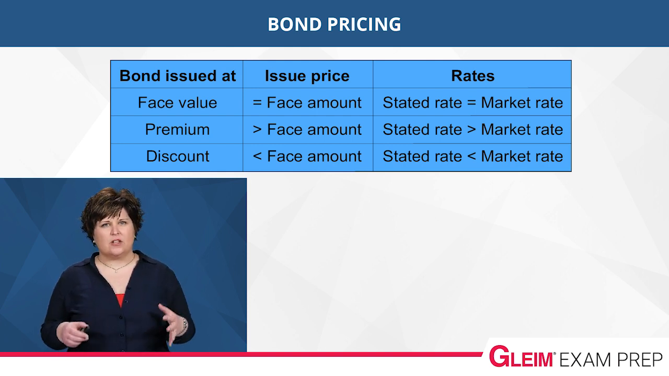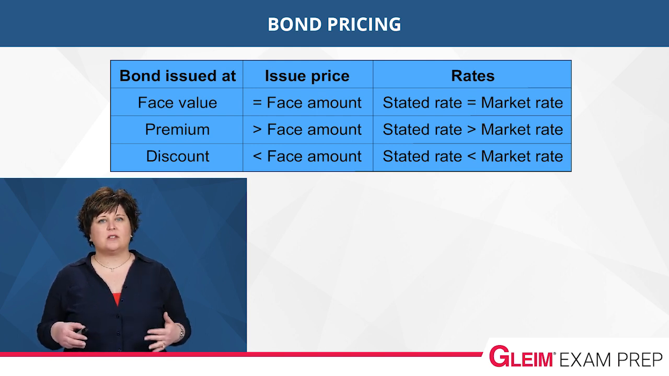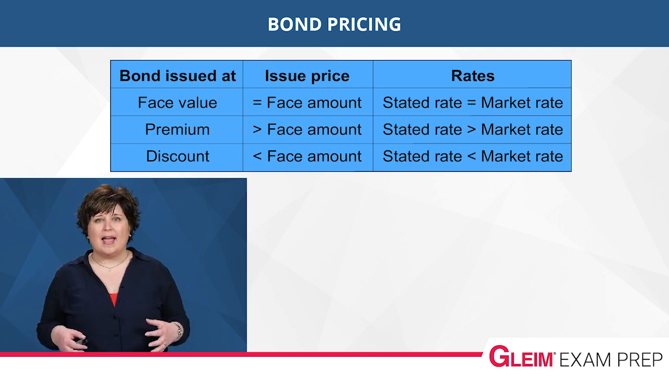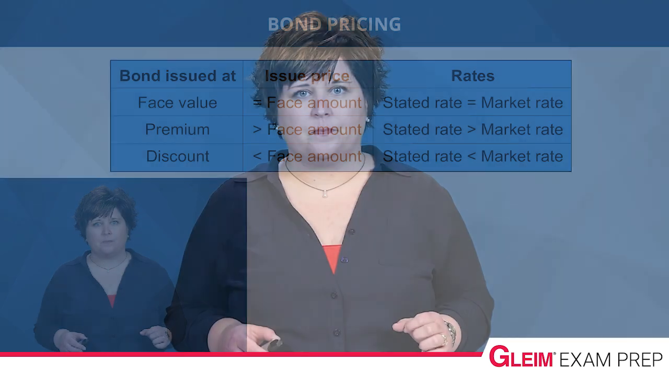If the stated rate of interest is less than the market rate of interest, we say the bond is issued at a discount. If the borrower is issuing $1 million of bonds, then the proceeds are less than $1 million. Let's say, for example, the issue price is $950,000. On the issue date, the borrower receives $950,000. But on the maturity date, the borrower will have to repay the $1 million.